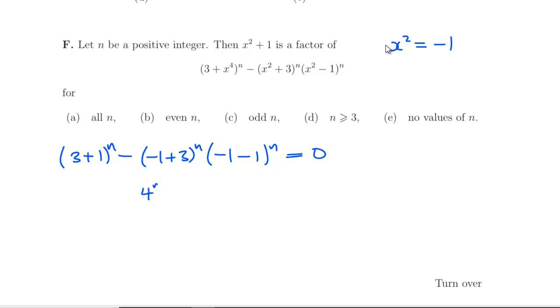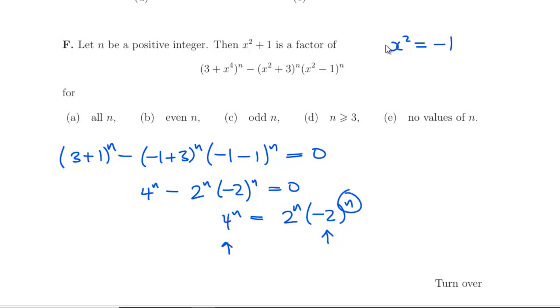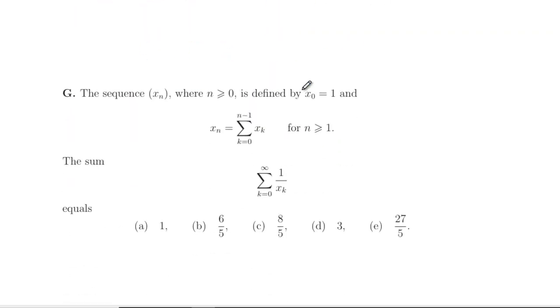So we've got 4 to the n minus 2 to the n times -2 to the n is equal to 0. So 4 to the n is equal to 2 to the n times -2 to the n. So we need this thing to be, well, that's always going to be positive, so n's got to be even. And then we're fine. If n is even, then we just get 4 to the n on both sides. So B. Okay, that was a bit easier than the last one.